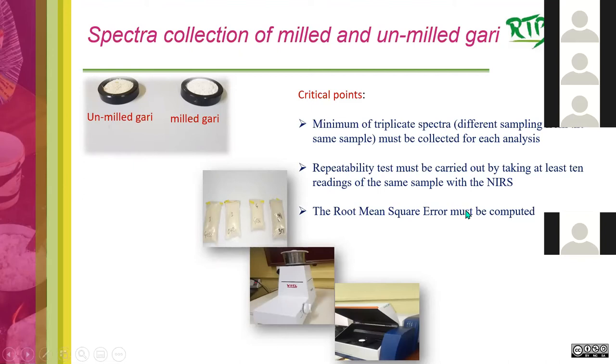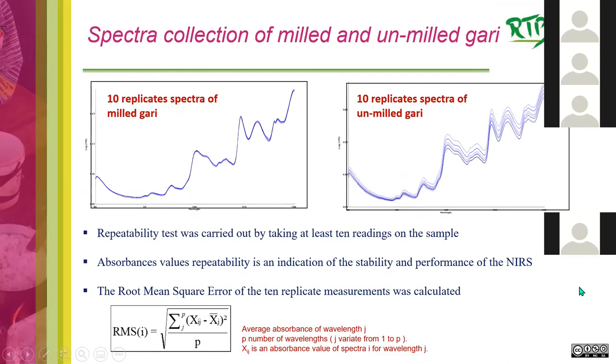Then the repeatability test must be carried out. We carried out the repeatability test here, and then the root mean square error must be computed. From our study, we find there is a difference in the root mean square error, but we know that we can use software to remove the difference between the milled gari and the unmilled gari. So these are 10 replicate spectra of milled gari. This is just the spectra. And this is unmilled. The repeatability was carried out on at least 10 readings. The absorbance values and the repeatability are an indication of the stability and performance of NIS. The root mean square error of the 10 replicates was calculated.